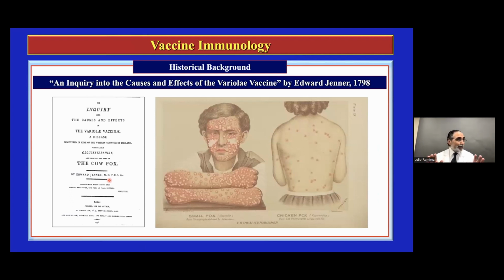The history of vaccination is long, but we cannot start a vaccine course without discussing Dr. Jenner. This is the publication, the inquiry into the causes and effects of variolae vaccinae. The first time that the words vaccine and vaccination were used, and this is a drawing of the two pox that were the problem at that point, the chickenpox and the smallpox. And of course, the smallpox was the big problem. And we know that smallpox was causing severe epidemics, pandemics.